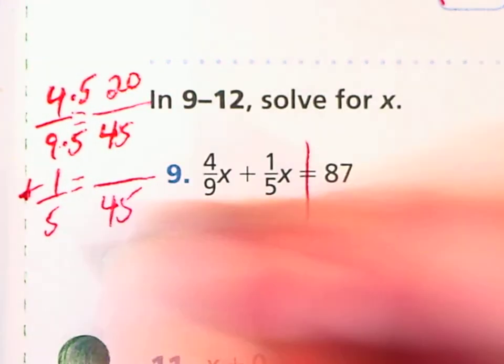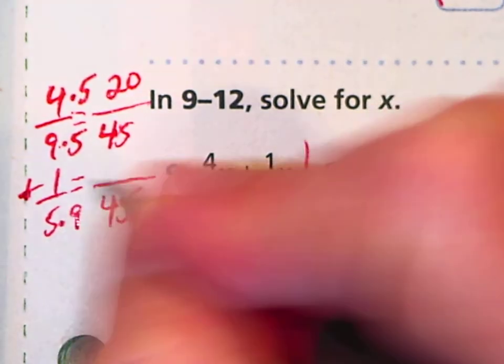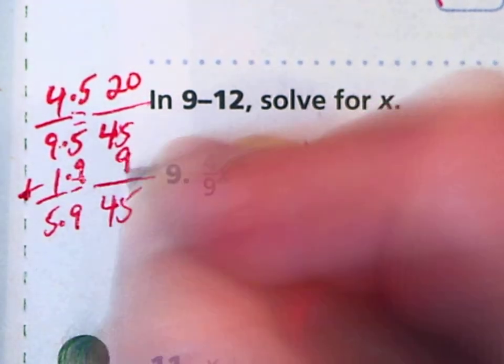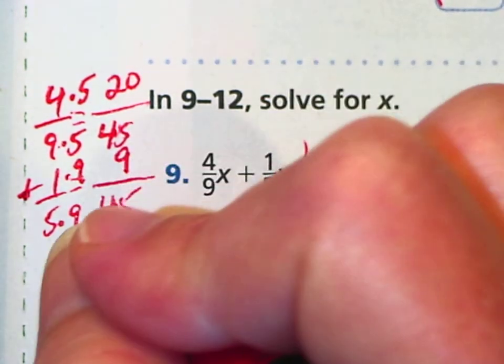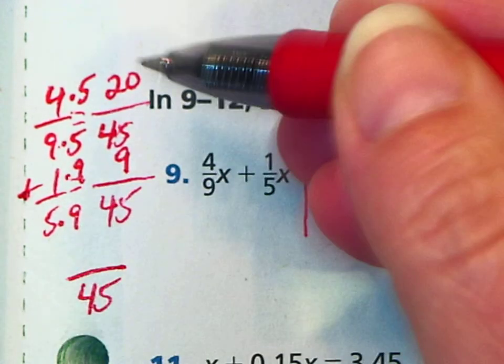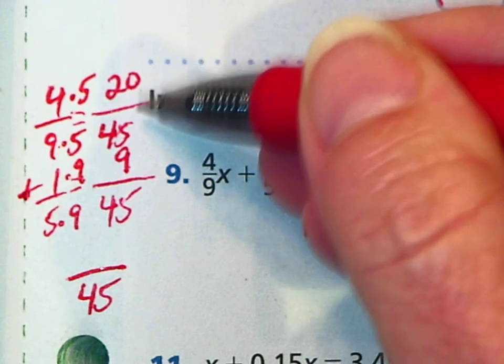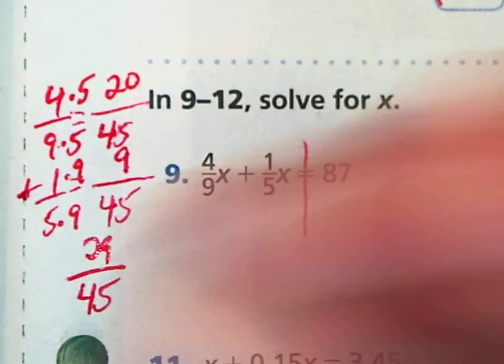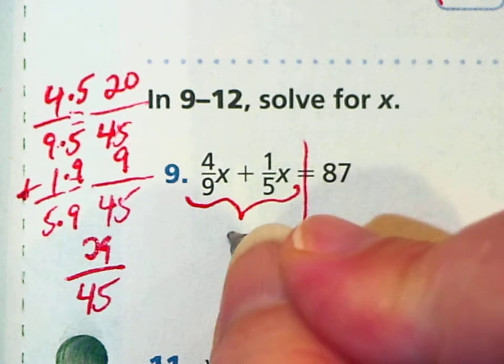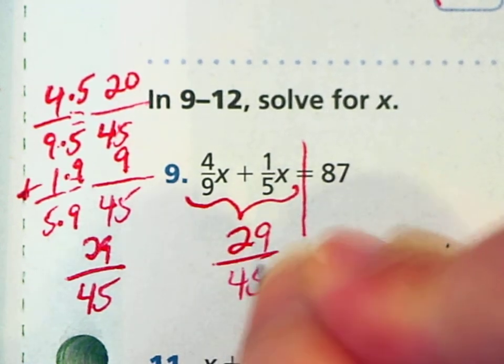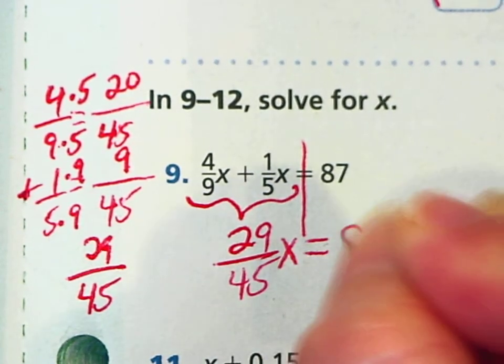So 9 times 5 is 45. I'm going to do the same thing to the top. 4 times 5 is 20. 5 times 9 is 45, so 1 times 9 would be 9. Now I can add. My denominators are the same, so my denominators should stay the same, and I can add the top. So 20 plus 9 would be 29. So when I combine these two like terms and add them, because they're both positive, I get 29/45 x equals 87.